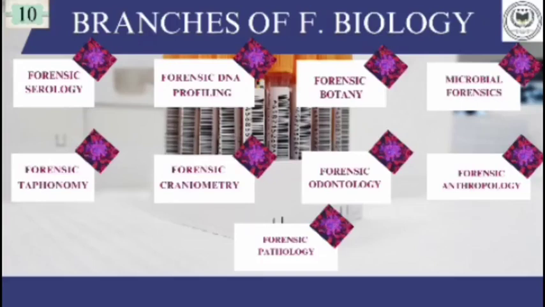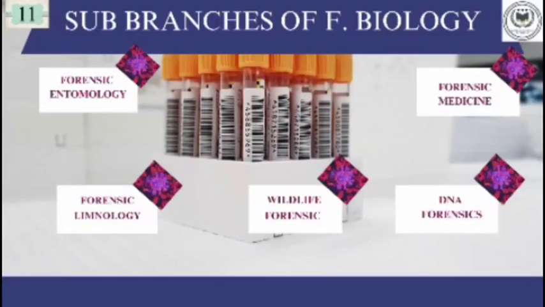Next, the branches of forensic biology. They are forensic serology, forensic DNA profiling, forensic botany, microbial forensics, forensic taphonomy, forensic craniometry, forensic odontology, forensic anthropology, and forensic pathology. Other sub-branches of forensic biology are forensic entomology, forensic medicine, forensic criminology, wildlife forensics, and DNA forensics.